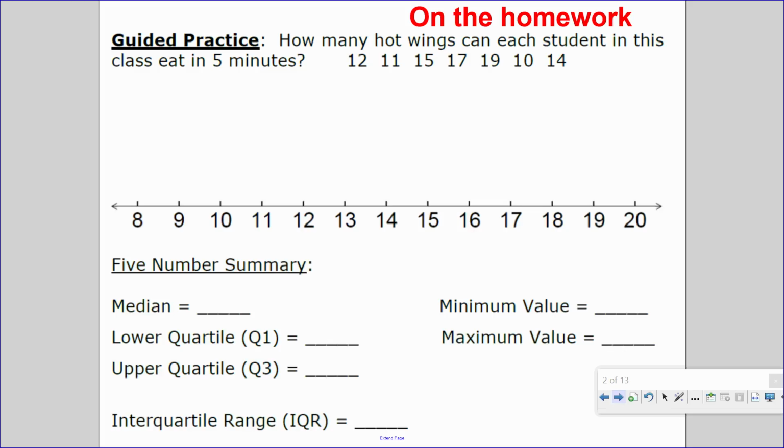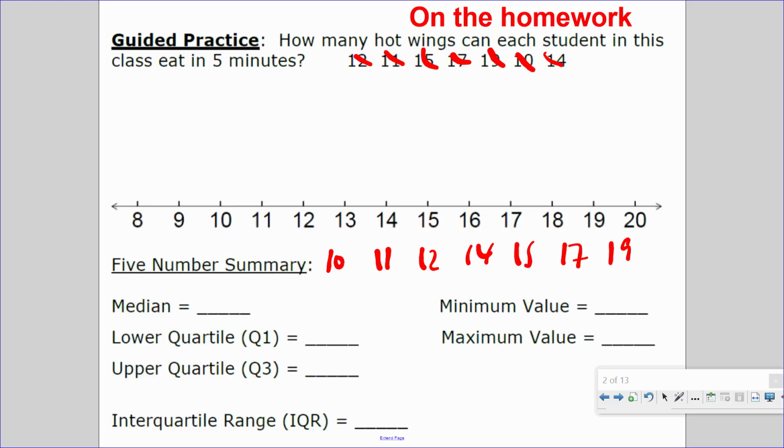So today you're going to be given data, and you are going to answer different questions. How many hot wings can each student in this class eat in 5 minutes? So we are given some numbers. Let's put them in order first. So I see a 10, an 11, a 12, a 14, a 15, a 17, and a 19.